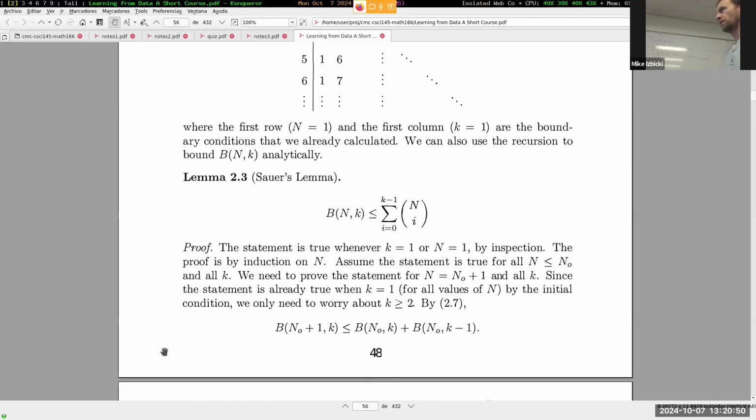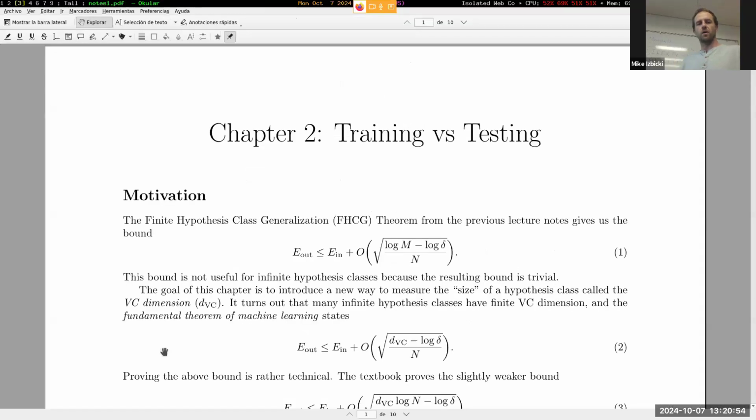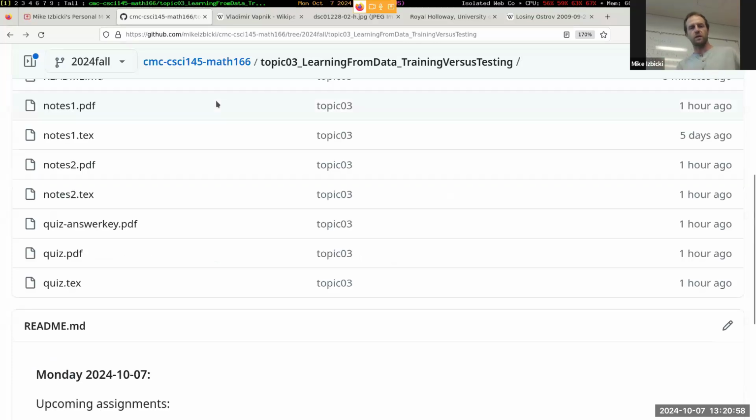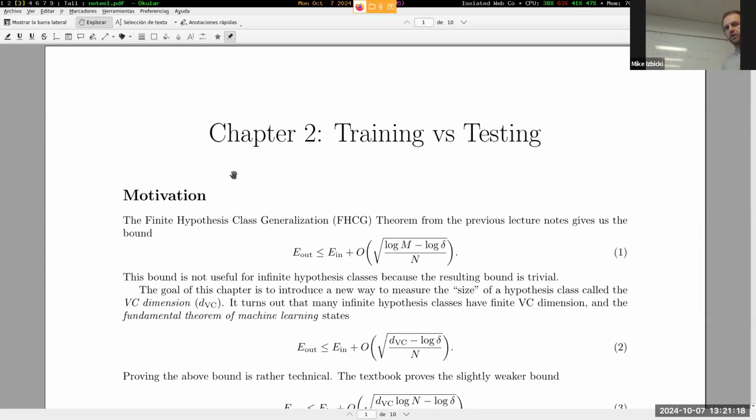Okay. Last time, so again, there are notes printouts up here in the front. What's printed out is this quiz.pdf and this notes2.pdf. We may or may not get to the notes2.pdf today. Last time we started on the notes1.pdf right here in topic 3 about chapter 2, and we will continue today talking about this notes1.pdf. So this is the training versus testing chapter.